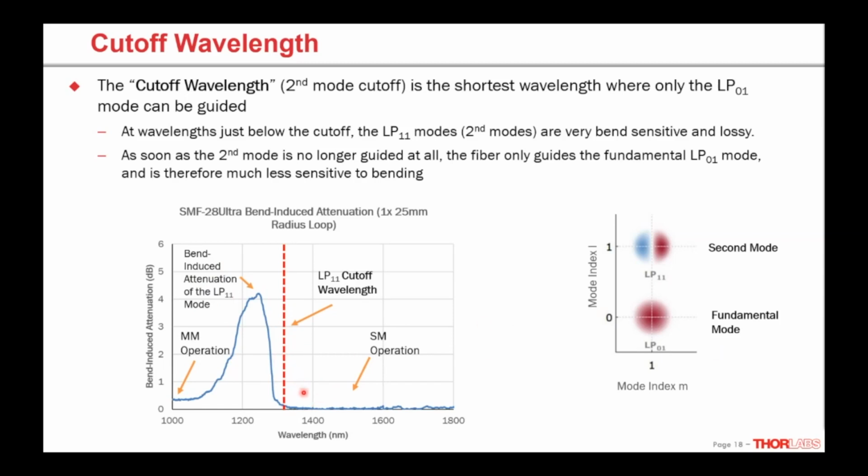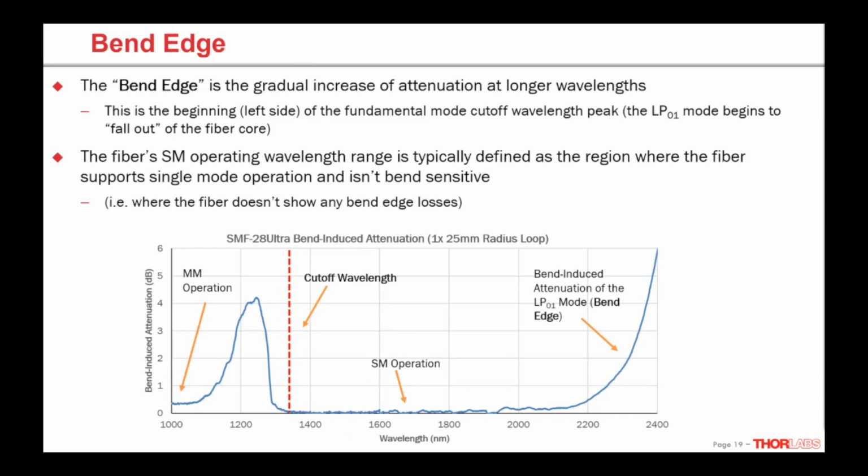So next slide, we're going to basically take this curve and look further to the long wavelengths and see what happens, which looks like this. So again, same LP11 cutoff wavelength peak and our cutoff wavelength. Now we have this single mode operation where the fiber has basically no bend-induced attenuation. And now we see another peak start to form over here.